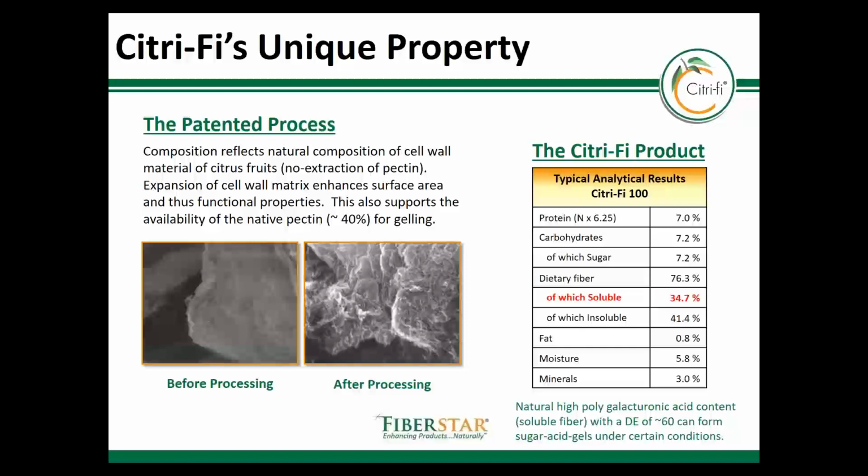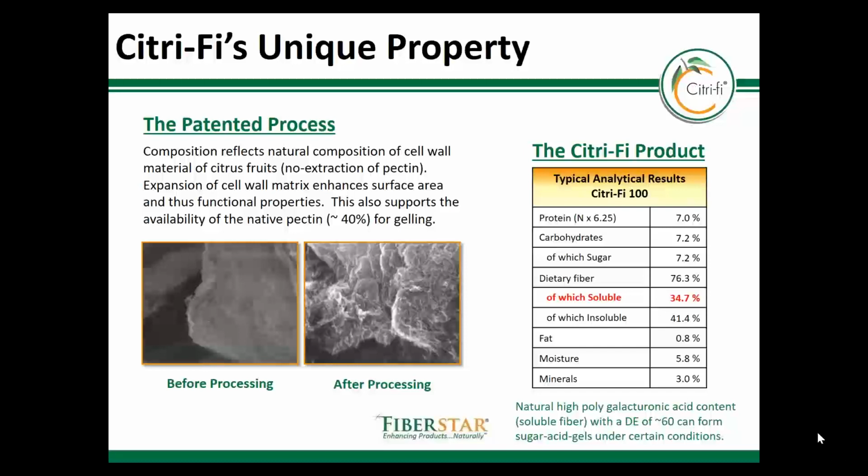It is important to mention that Fiberstar's patented technology opens up the tightly compact cell wall structure and creates a high surface area. As you can see here, the electron micrograph shows what citrus material looks like before it is processed and after the material is passed through our process. This provides significantly more touch points and crevices for water binding and makes pectins available for the specific functionality.